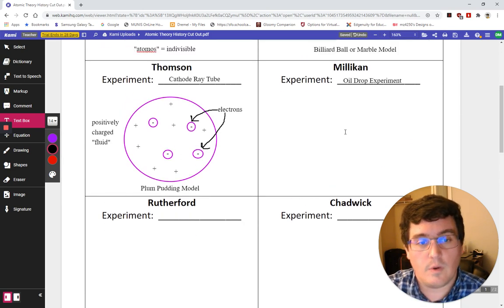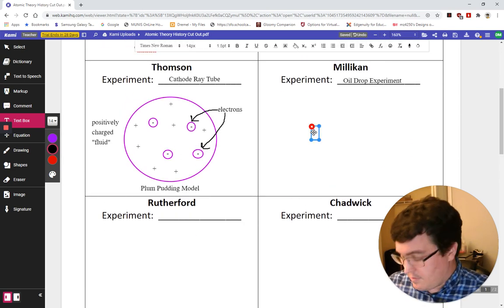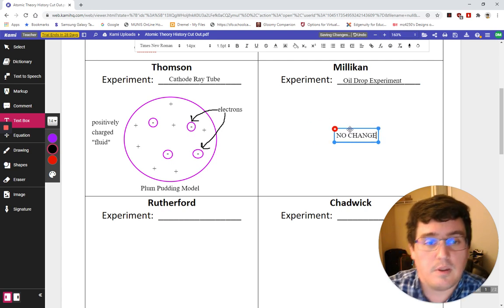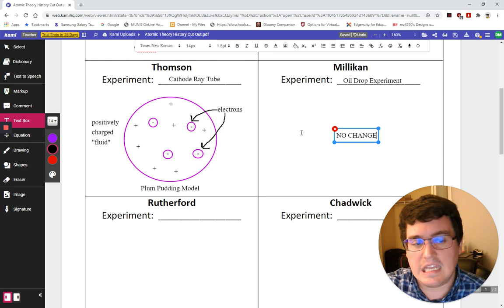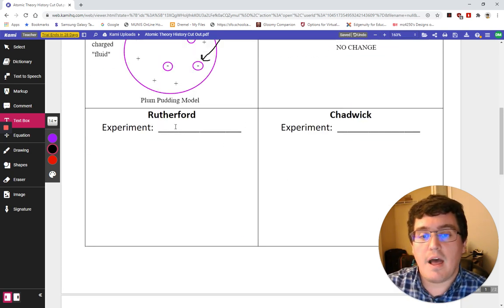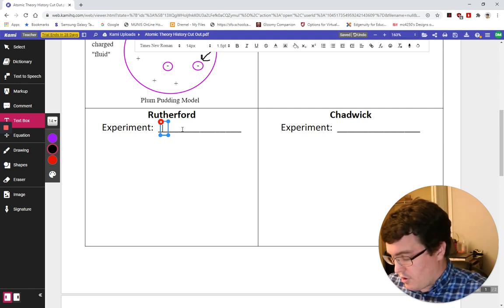What does that change about how we view the atom? Well, there is no change. Millikan's model was simply the plum pudding model. He didn't make any modifications to Thomson's model. The first person to modify it was actually Rutherford, good old Ernie Rutherford.